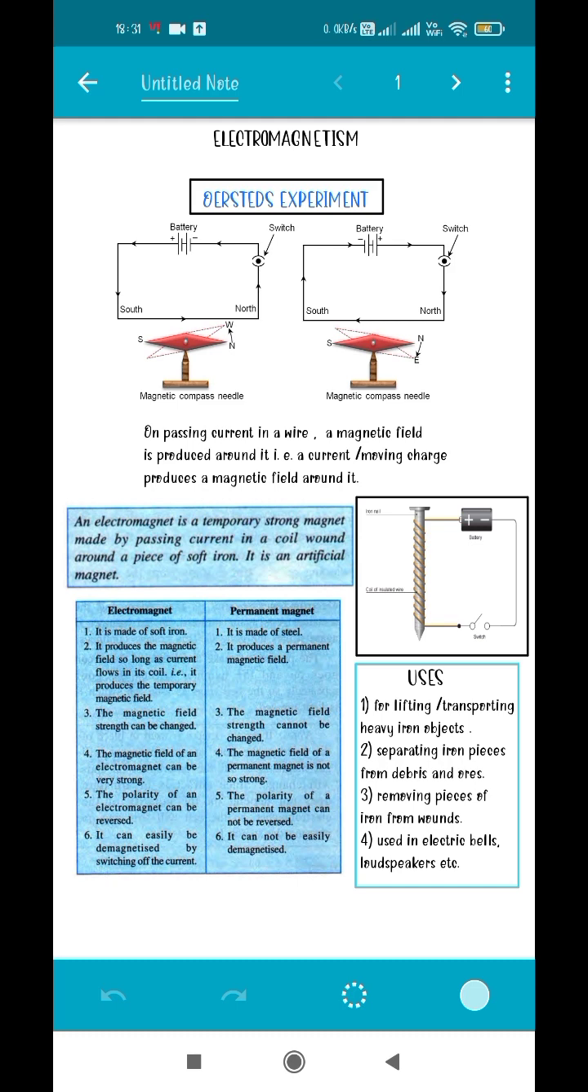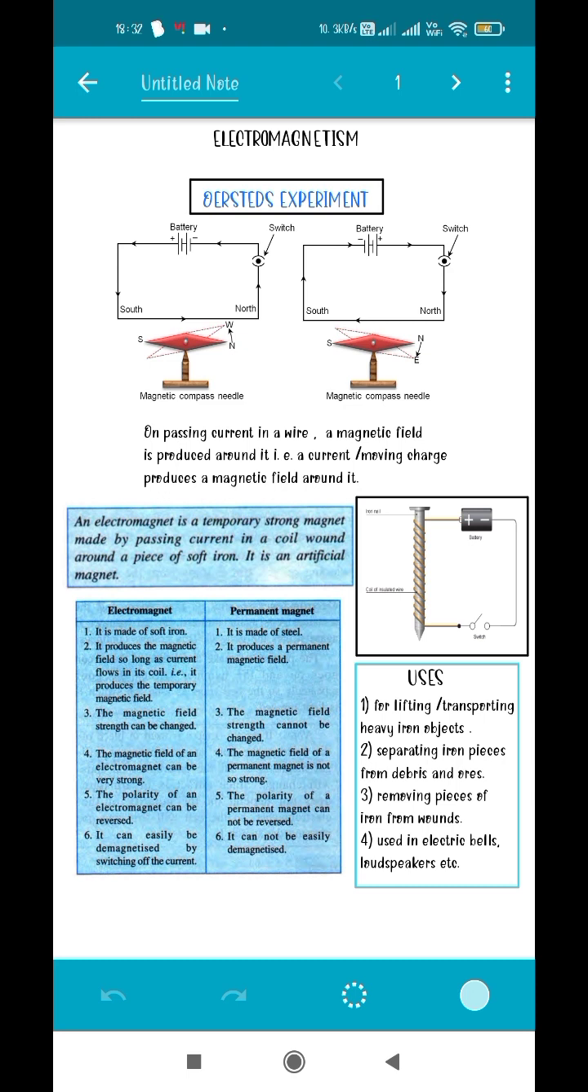We cannot change it. Also, in an electromagnet, the north and the south pole can be reversed just by changing the direction of current. But in case of a permanent magnet, it cannot be done. Also, an electromagnet can easily be demagnetized. That means we can stop it from behaving like a magnet just by switching off the current. But for a permanent magnet, demagnetizing is comparatively tougher. Also, there are certain uses of electromagnets.